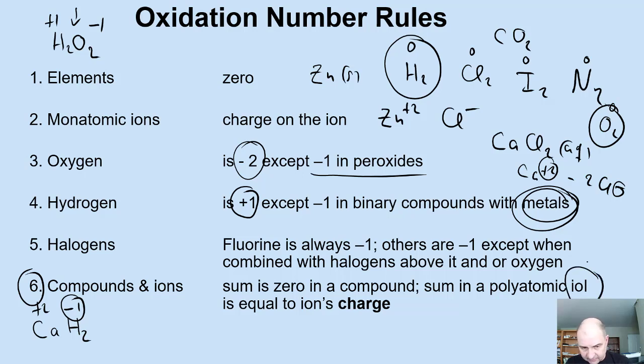I didn't realize I had a typo here, but I must fix it later. So the sum is 0 in compounds, or equal to the polyatomic ion charge, right? If we have nitrate, for example, the charge of nitrogen plus the charge of oxygen times 3 needs to equal -1, whereas here for hydrogen peroxide, the charge of all of the oxygens plus the charge of all of the hydrogens has to equal 0, because this is a neutral compound.